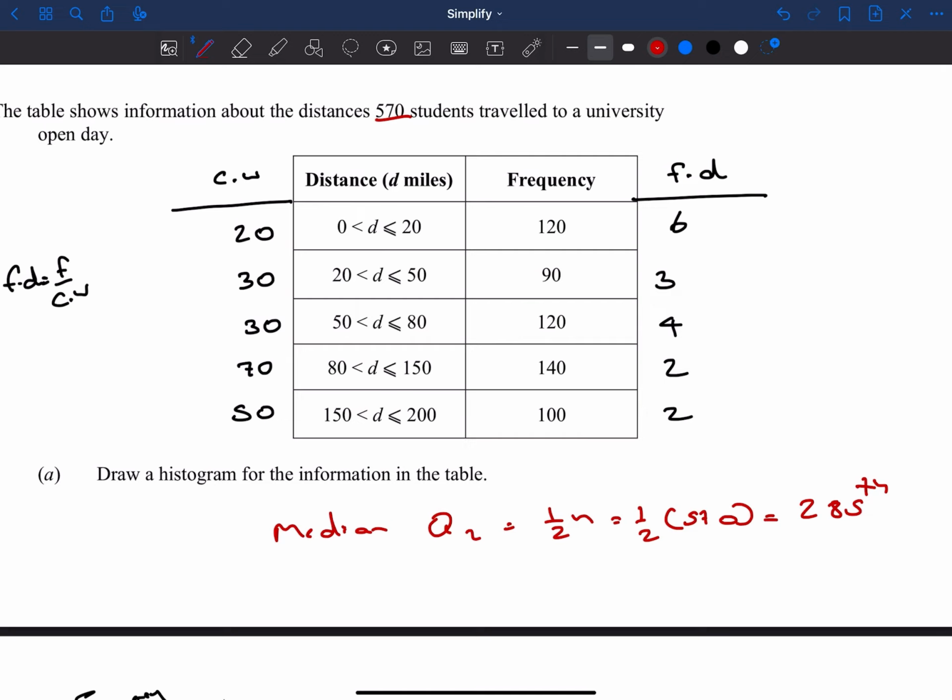You have to do a cumulative frequency in order to do this. Let's do it. 120, keep adding, 210, add it again, 330, add it again, 470, 570. You want a number that's just higher than the 285th. It's not 120. 210 is not higher. 330, that's the one, just higher, not the full highest. After the 285th, you just get 330. So your answer is between 50 and 80.